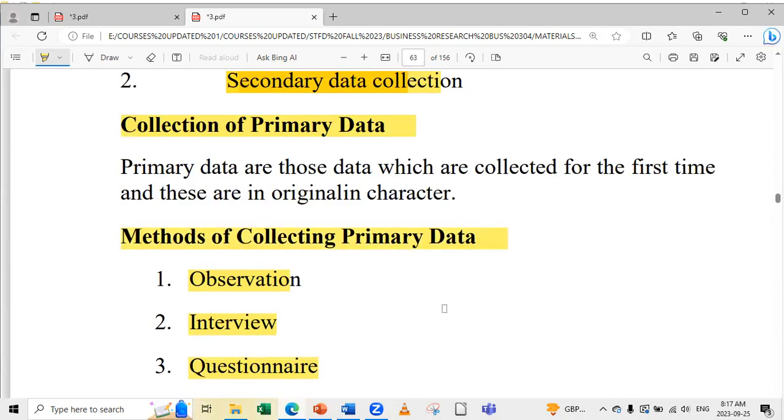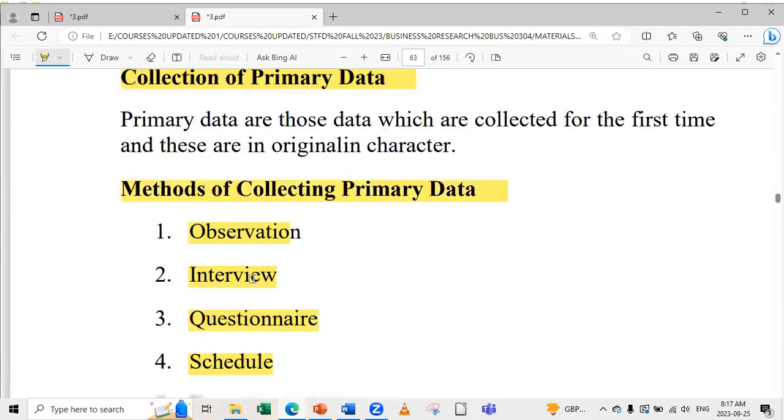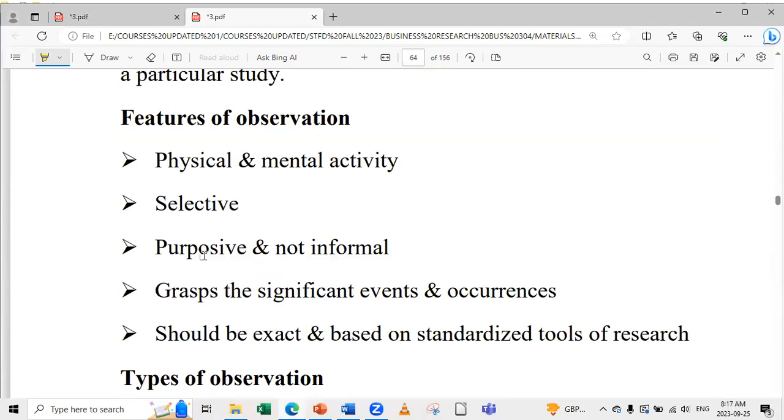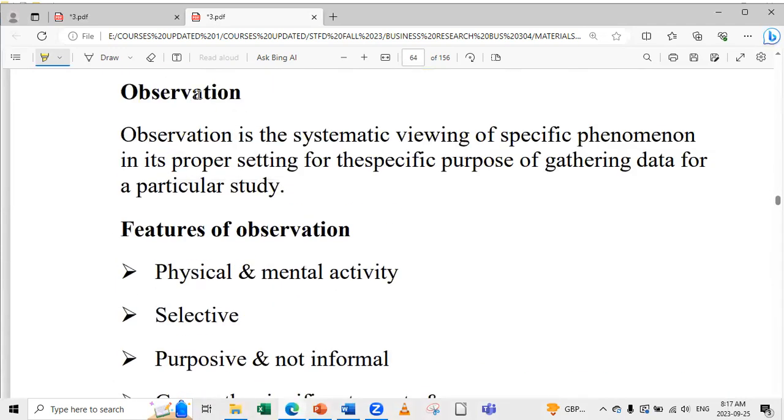Primary data, as we said before, is data that we collect for the first time. Let's say something about observation: it is systematic viewing of a specific phenomenon. You just watch it. For example, how many people had COVID? Are they increasing or decreasing? So you watch and see.